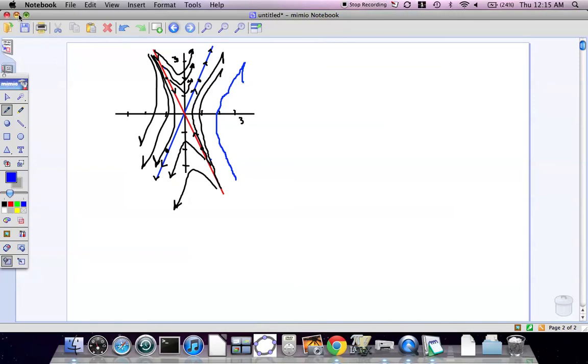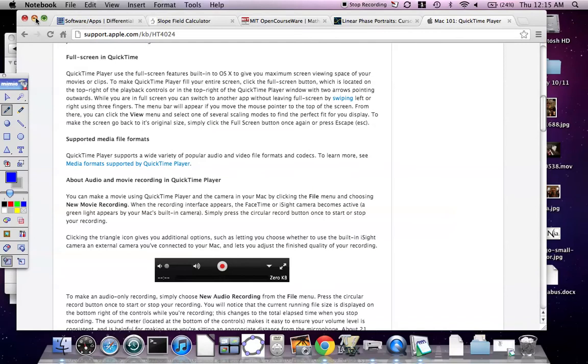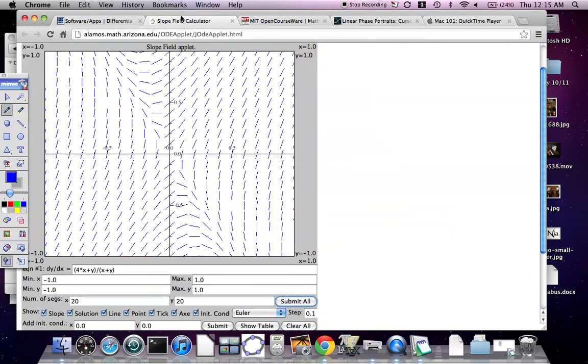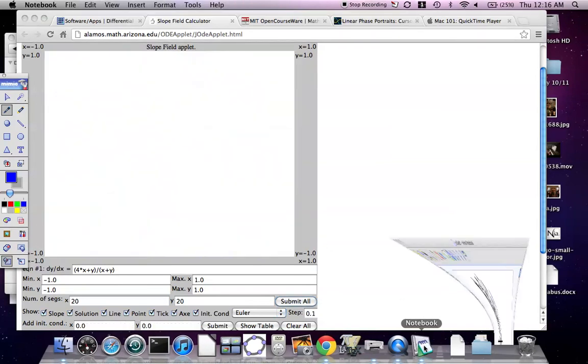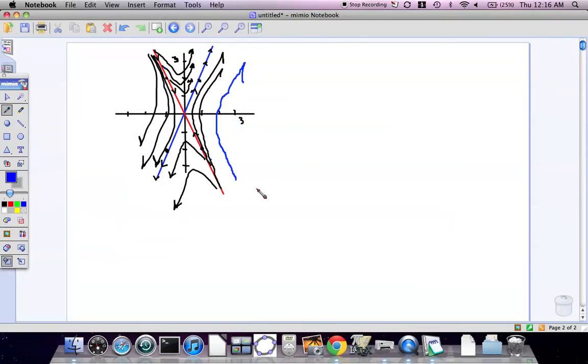Let's take a look at the slope field. Right here, I typed in dy/dx equals numerator, parentheses 4 times x plus y, close parentheses, divide by parentheses x plus y, gives us this right here. And you can see that eigenvector here, that was my red one. My blue one would be pretty much like this direction right there. So you can kind of see the relationship between the slope field and the solution curves. They look pretty similar.